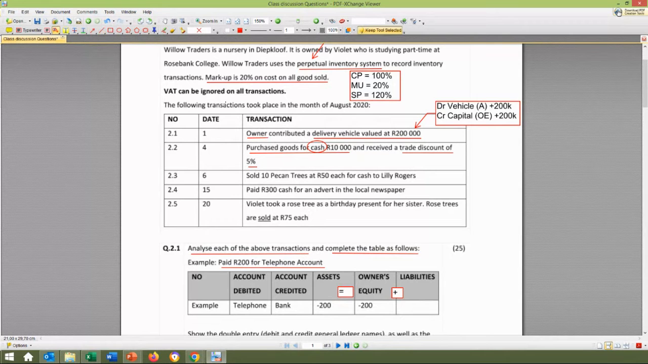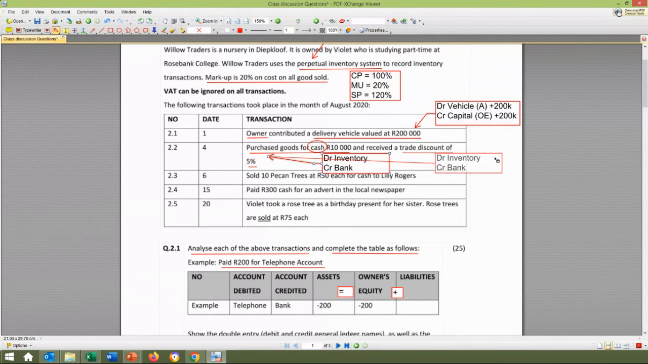Okay, so this purchase of goods is inventory that we've acquired. So we debit inventory. We bought it for cash, so we're going to credit bank. But now the value is the tricky part here.